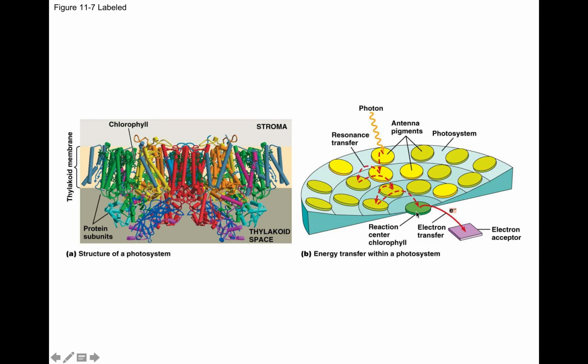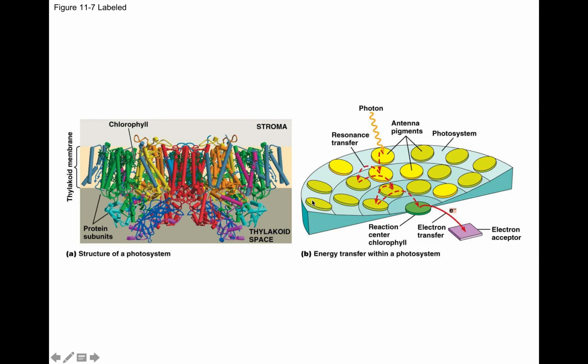And when the reaction center chlorophyll absorbs that energy through resonance transfer, instead of the electrons coming back to their original energy level, the electrons actually leave this chlorophyll molecule and get transferred onto an electron acceptor in an electron transfer chain. An electron acceptor being similar to the molecules that we talked about already, like NAD or FAD, something that can accept high energy electrons and then pass them off to something else.